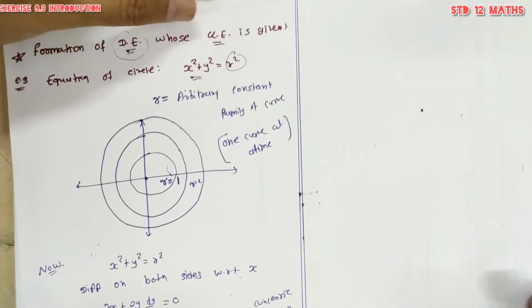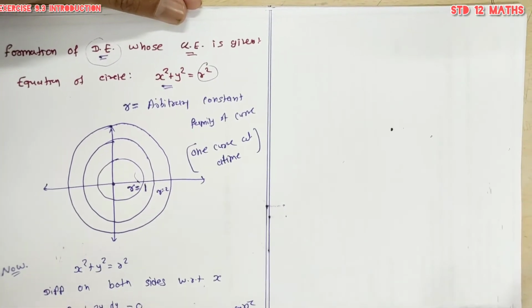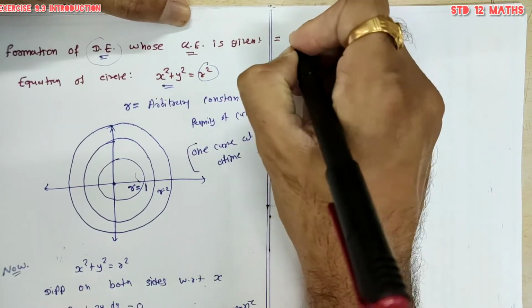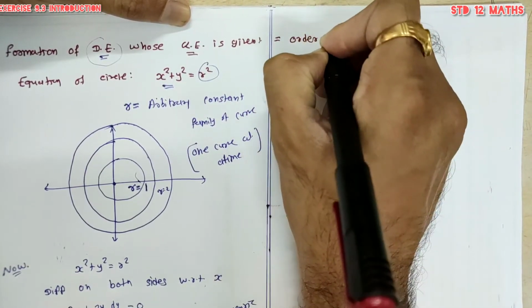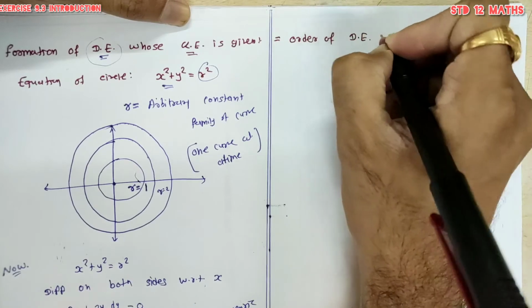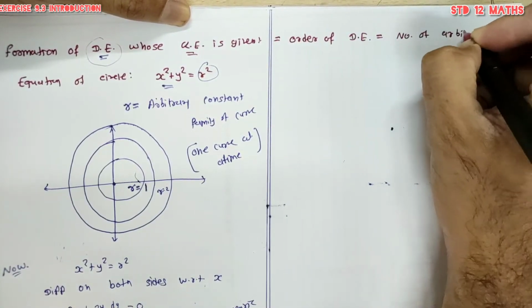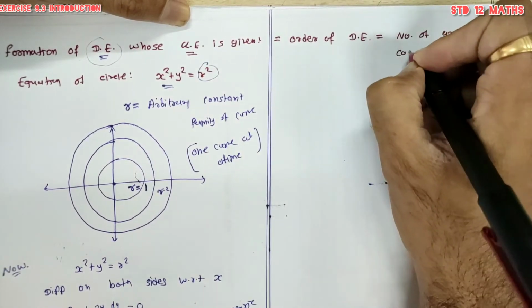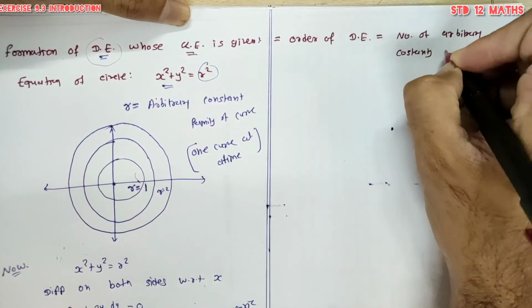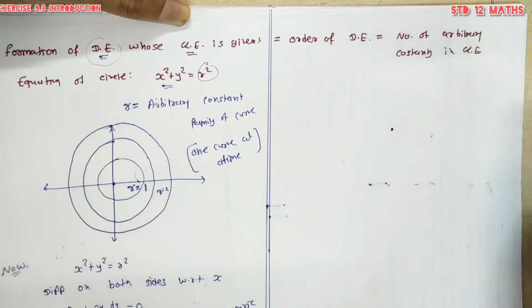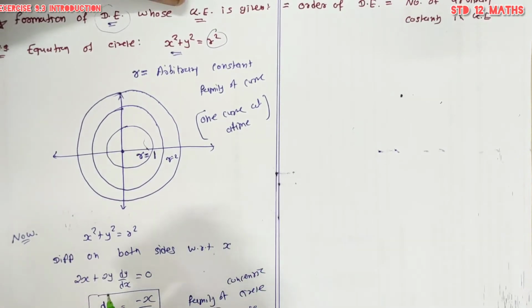So the order of the differential equation will be equal to the number of arbitrary constants in the general equation. This is the important point, you have to remember it. What to remember? Order of differential equation is equal to the number of arbitrary constants in the general equation. Here in the general equation of the circle, only one arbitrary constant is there, so the differential equation consists of only the first order derivative. Clear? Did you understand this much?